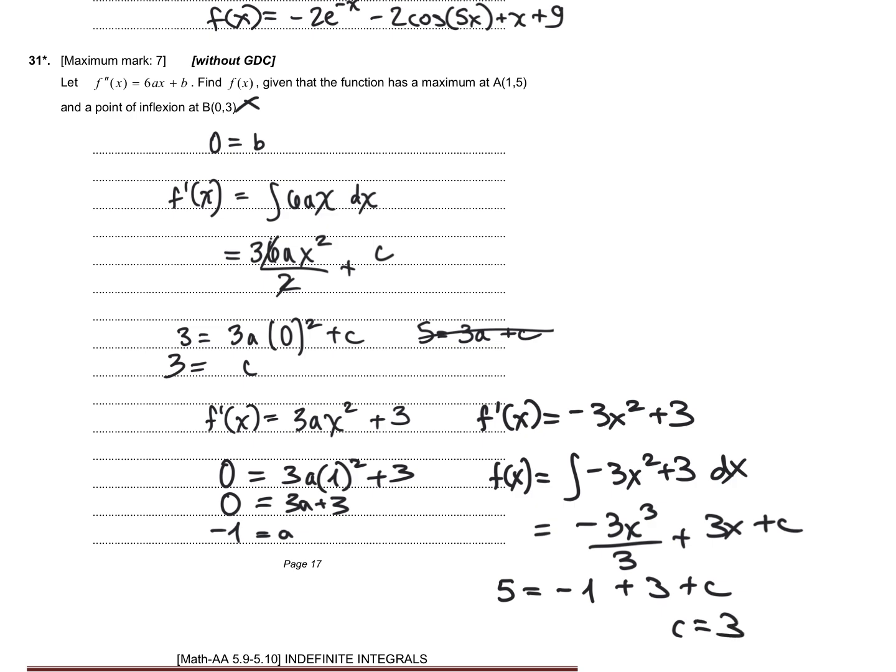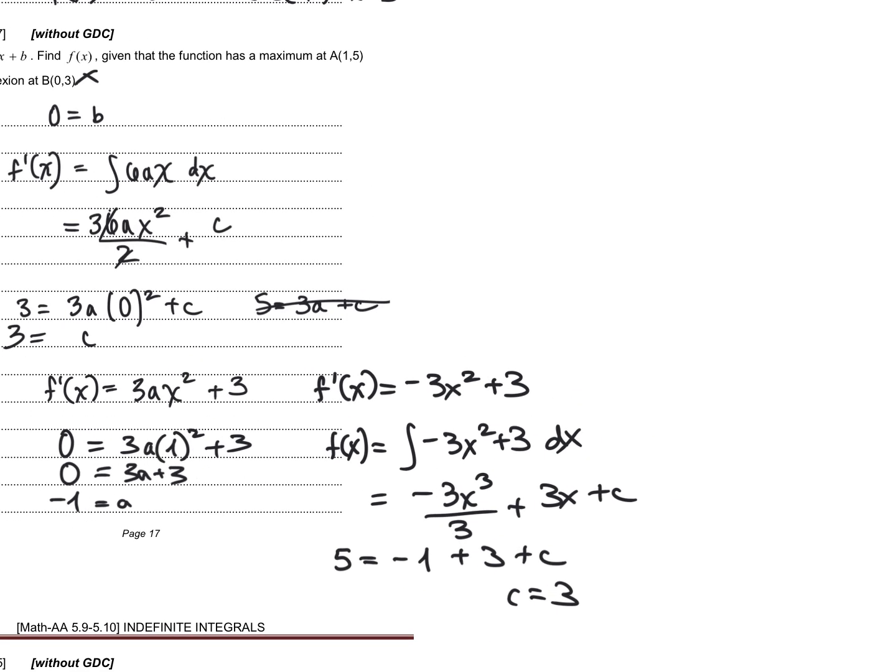And you would have gotten also if we would have used 3 equals with the b point, the 0, 3, and x is 0, we would have gotten c is 3 too. So final answer, f of x is negative x cubed, because those will cancel, plus 3x plus 3.